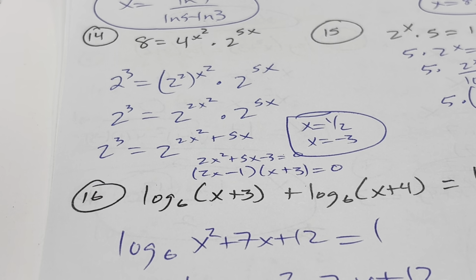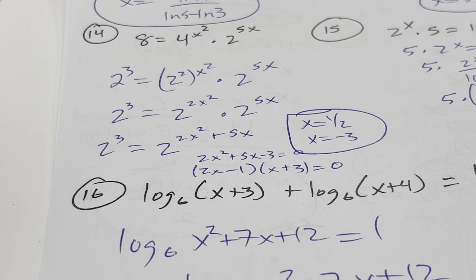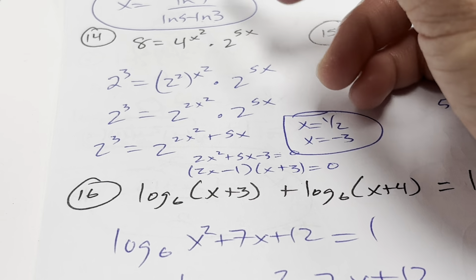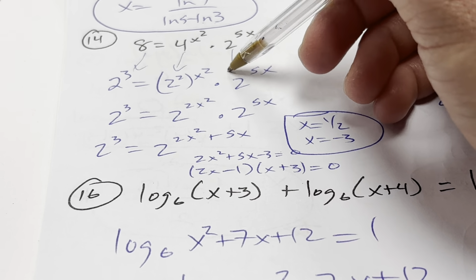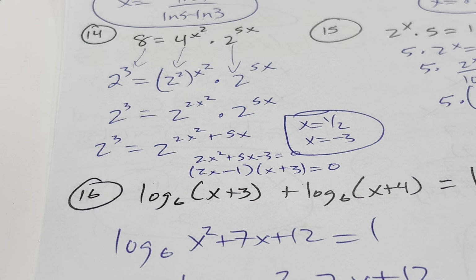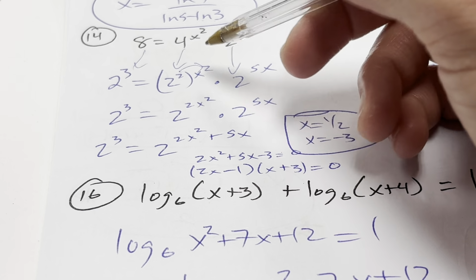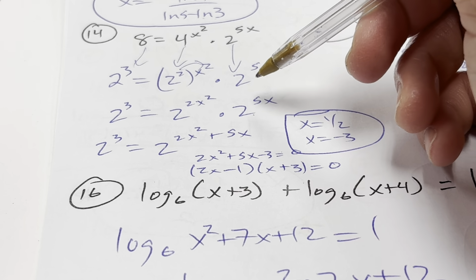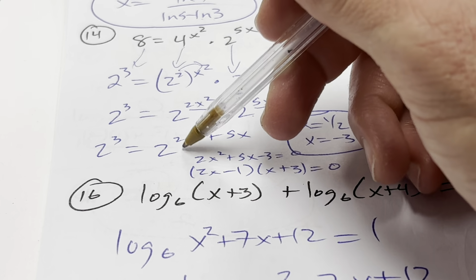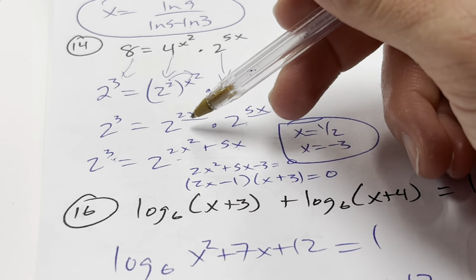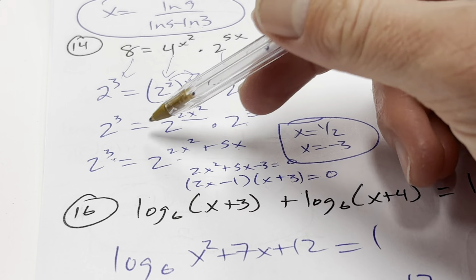All right, take a look at number 8. Now we talked about 14 and 15 in class yesterday. So you can get the same bases here. 8 is 2 to the 3rd, 4 is 2 squared, and obviously 2 is 2 there. So we're going to have a power to power. We multiply those powers. And when I'm multiplying with the same base, I add the exponents. Okay, so then I have 2x squared plus 5x is equal to 3.